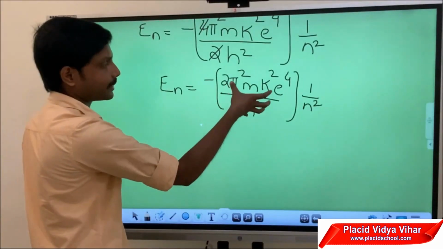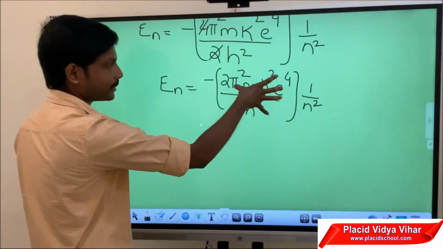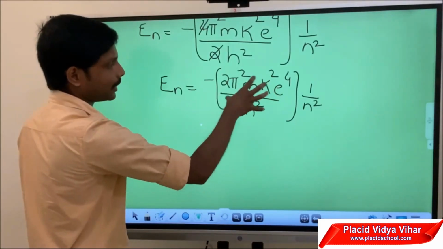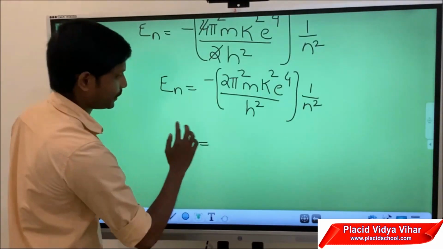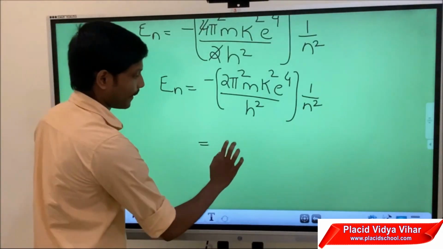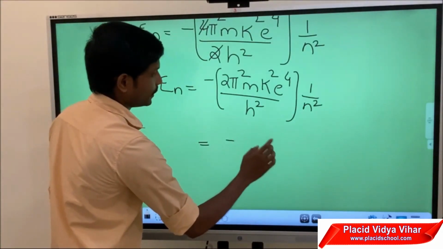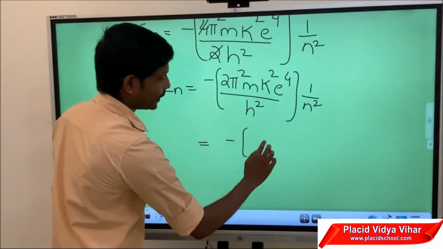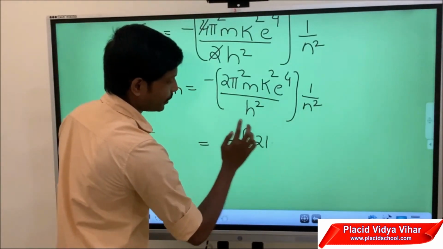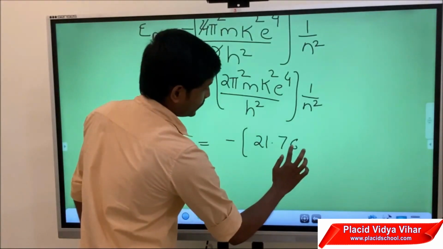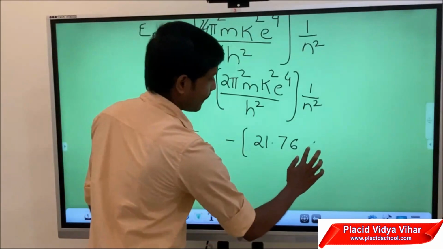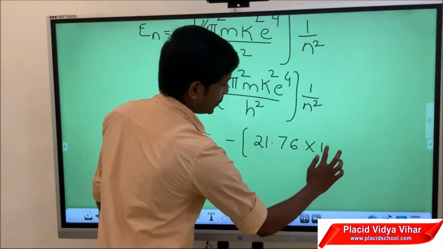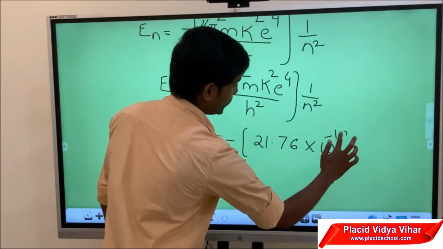As said before, all these terms are constants, and it will have a value equal to minus 21.76 into 10 to the power of minus 19.